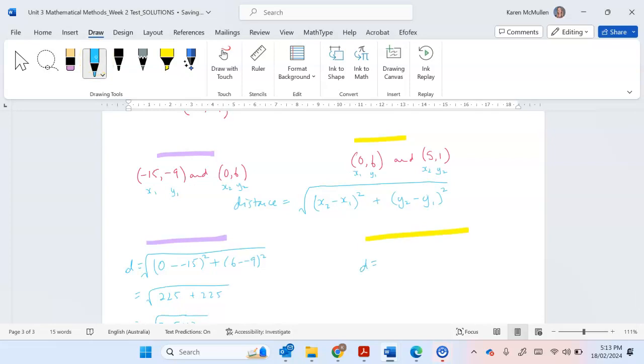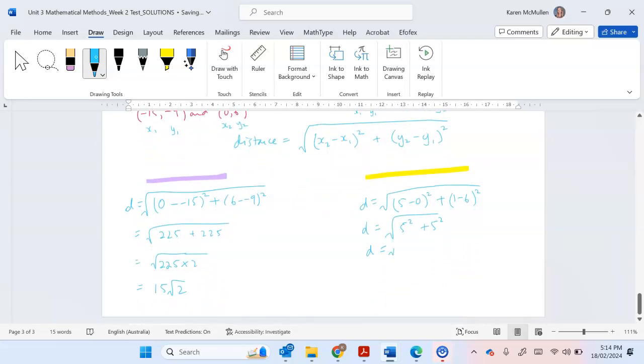All right, I couldn't be bothered pausing the video, so let's just quickly substitute it in, and then I'll give you the answer. So 5 minus 0 squared plus 1 minus 6 squared. So we're going to end up with 5 squared plus 5 squared again, the same thing again. So 25 times 2. So we end up with 5 root 2.